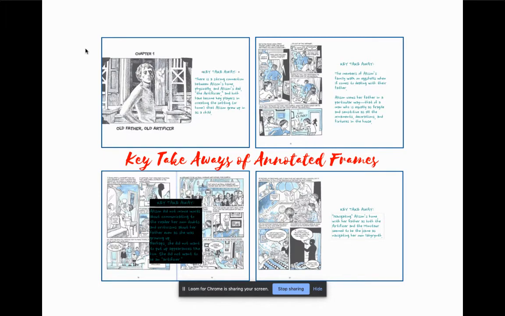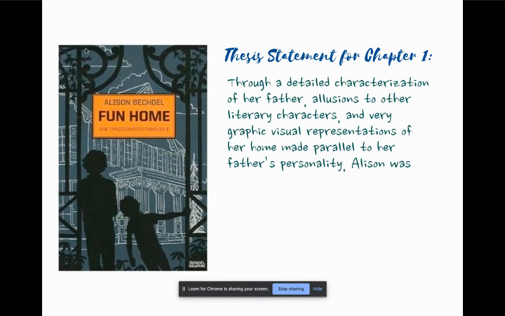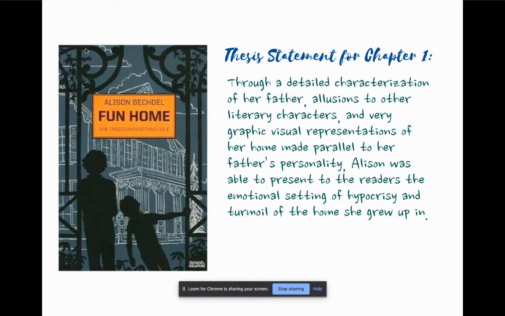So for this part, I've gathered my key takeaways of the annotated frames and then reviewed them. It may take a while, but it's important to be able to synthesize, put them together, and then create an overall thesis statement of the panels I have annotated. So this is the thesis statement I came up with. There may be better versions. You may have other ways of expressing these ideas, but this is what I came up with.